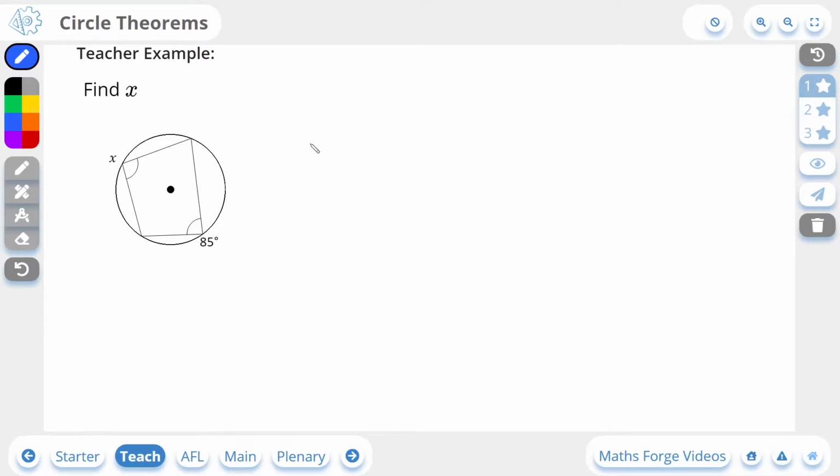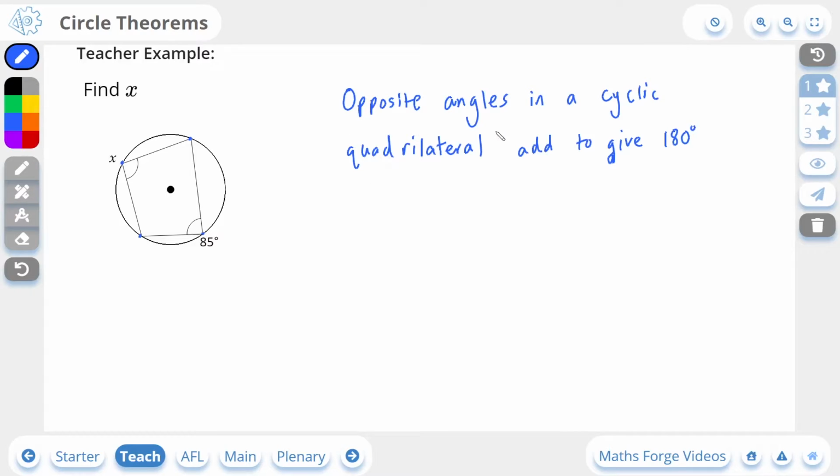Now for our third circle theorem, here we have a quadrilateral, so a 4-sided shape within the circle. And if you notice, all 4 corners of this quadrilateral are touching the circumference of the circle. Now this circle theorem can be described by the following. Opposite angles in a cyclic quadrilateral add to give 180 degrees. So if you're dealing with this, the opposite angles in this quadrilateral add to give you 180 degrees. So this x plus this 85 should give us 180 degrees, and these 2 opposite angles here, whatever they are, should also add to give you 180 degrees.